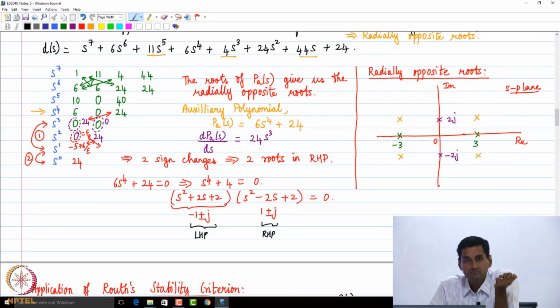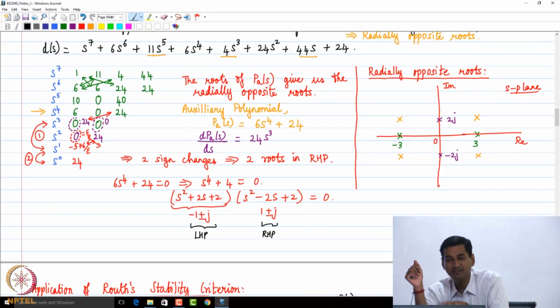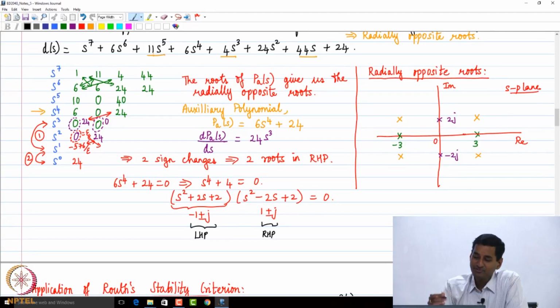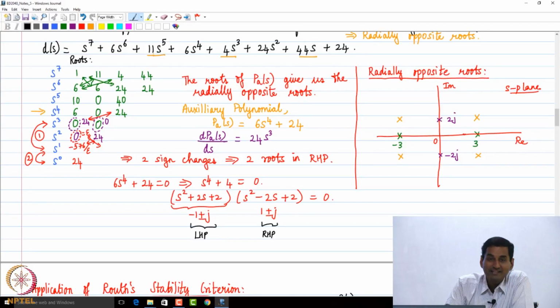So that explains 6 roots. Totally there are 7 roots, 2 roots in the RHP, which are these, and the remaining 5 roots in the LHP, out of which 2 are minus 1 plus or minus j. I don't know about the other 3, but of course I can write them here, since I know the answer.